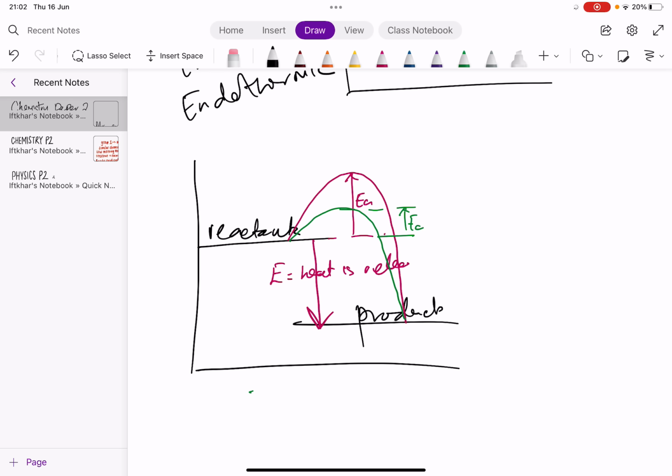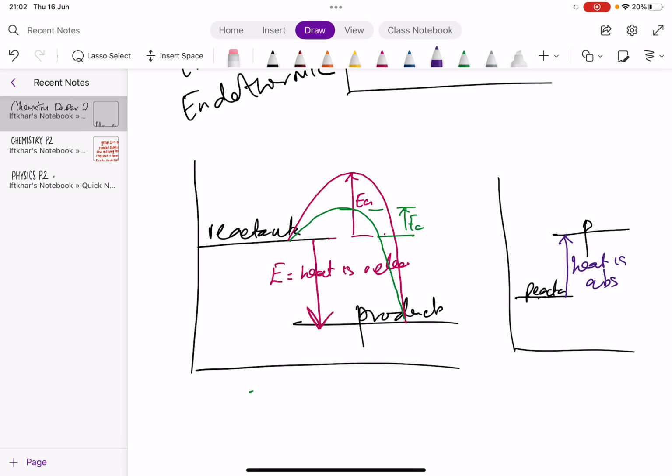For an endothermic reaction, reactants have lower energy than products, so that's reactants. This time the arrow goes up because heat is absorbed, and this time your reaction profile looks like that, and that is your activation energy. Activation energy is the minimum energy that the reactants need for a reaction to occur.